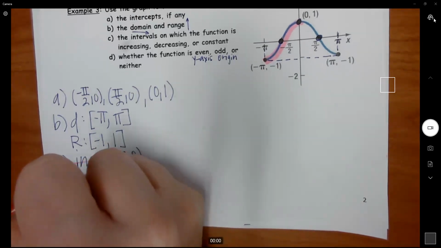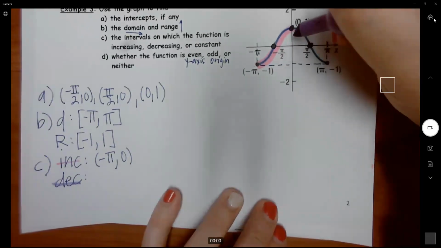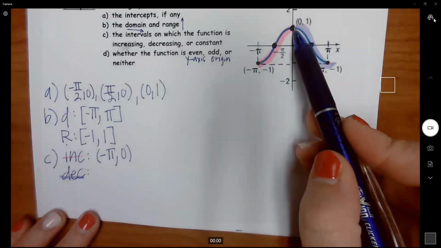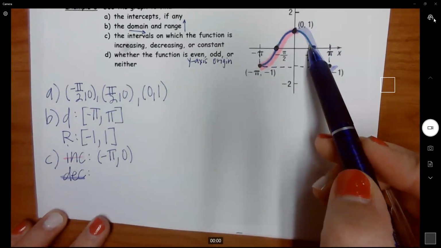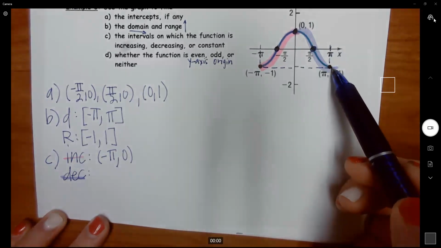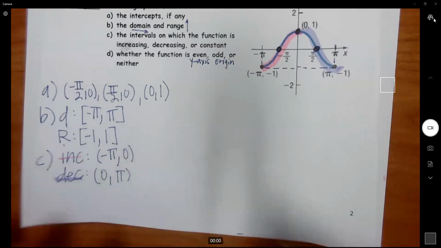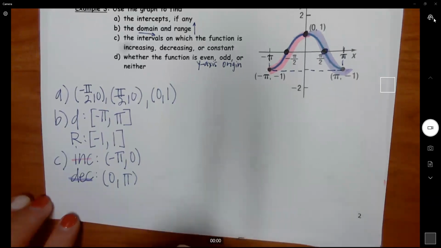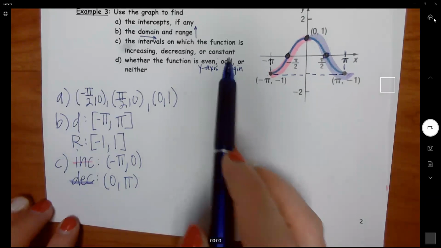So then where is this decreasing? Well, that would be over here. Again, use your x values in parentheses. It starts here when x is 0, and then it keeps decreasing, and it stops decreasing when x is π. Okay, and then I'm not even going to list constant because there's not any.